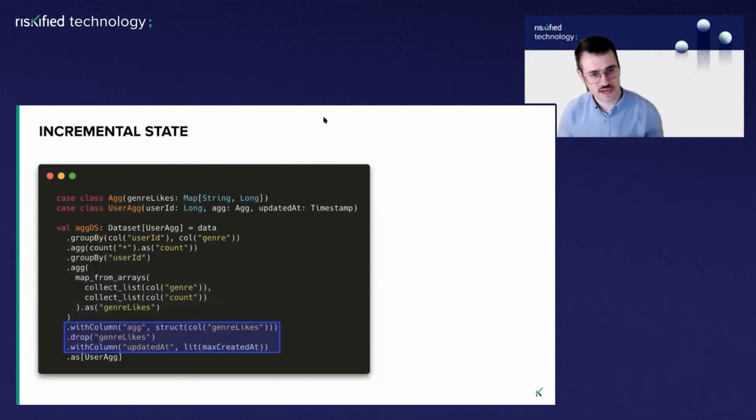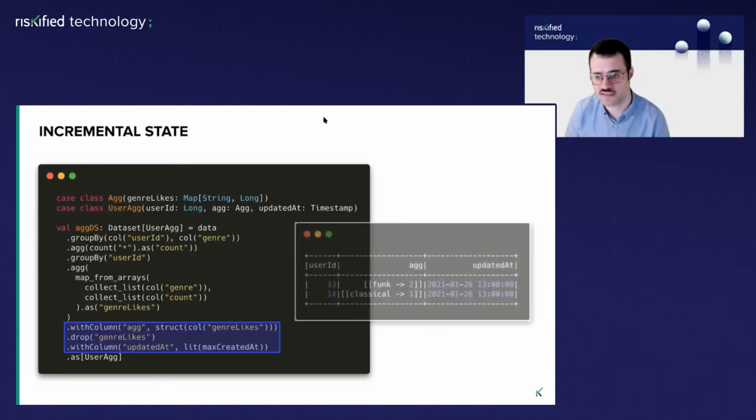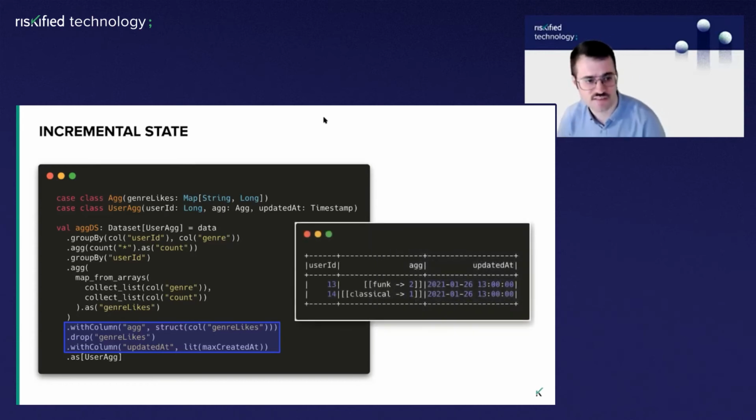Lastly, we tidy things up. So we created a nested column called ag, which basically just holds our struct, which is genreLikes in that case. And we drop the top level genreLikes because we no longer need it there. And we also update our updatedAt column to actually be the maximum time in our aggregation. So if we're talking about between noon to 1 p.m., it will be 1 p.m. in that case. And once we've done that, we actually get something that fully corresponds to the UserAg case class, exactly what we need.